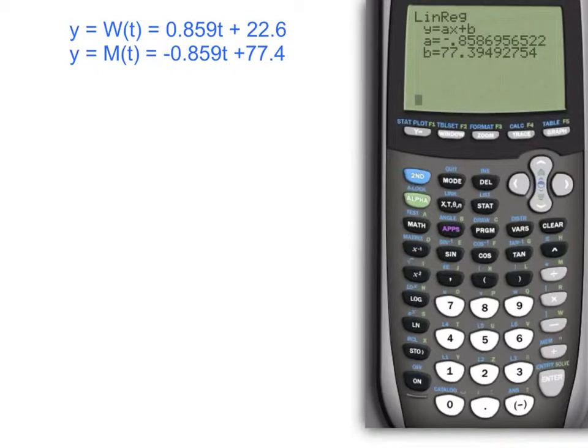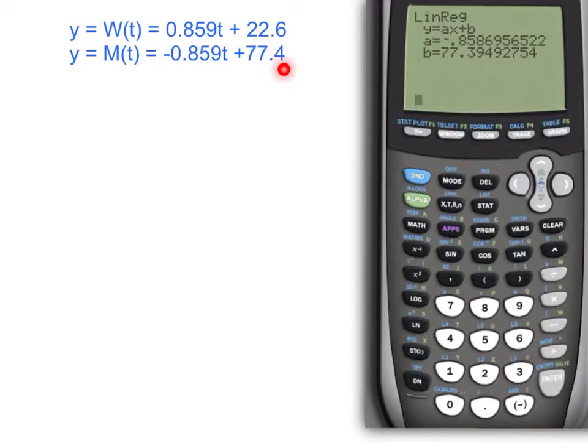Here are the two regression lines that we came up with. The first one is for the women, and I've notated that with a W to stand for women, so W of t, that's the functional notation. The second equation is the one for men, so that's M of t. And they're both equal to y. To solve this, we're going to use the substitution method. Since y equals this expression, and y also equals this expression, we can set the two right-hand sides of the equation equal to one another.